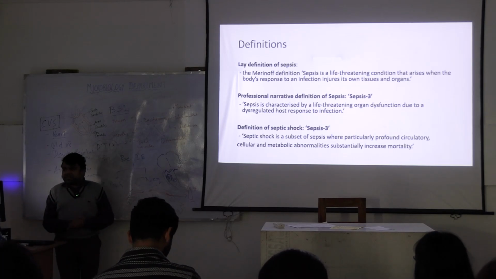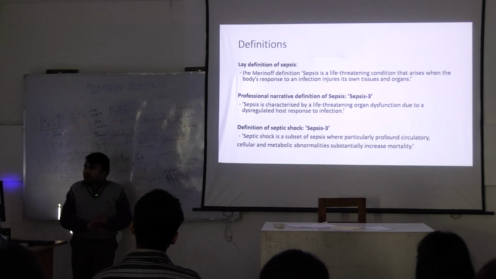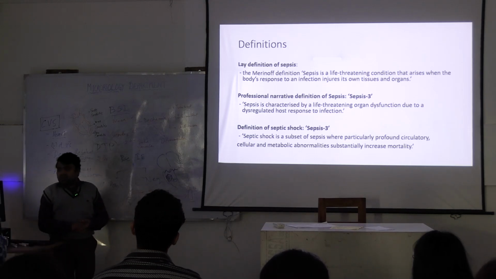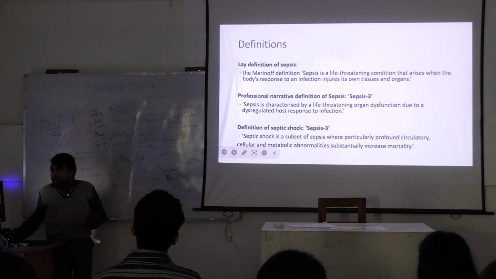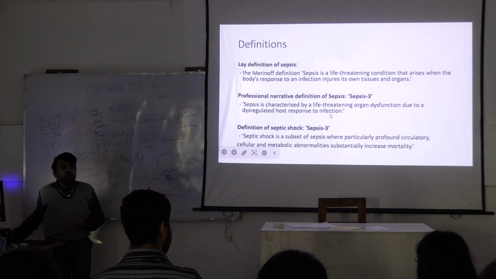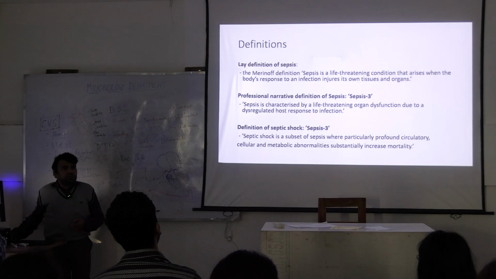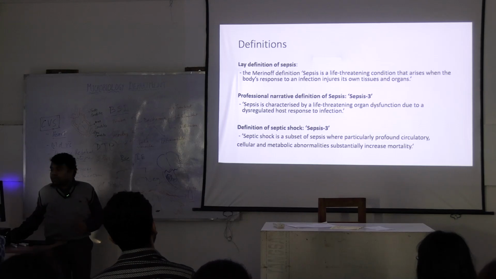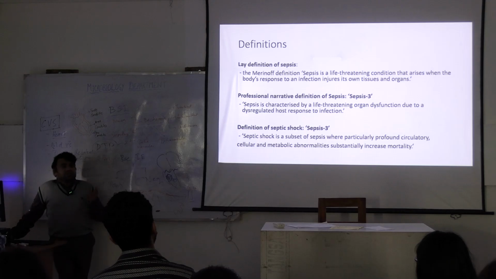What is used is called sepsis. Now, what is sepsis? Look at this line. The definition of sepsis is life-threatening organ dysfunction due to dysregulated host response to infection. Remember this line: life-threatening organ dysfunction due to dysregulated host response to infection. This is sepsis. And when do we say septic shock?